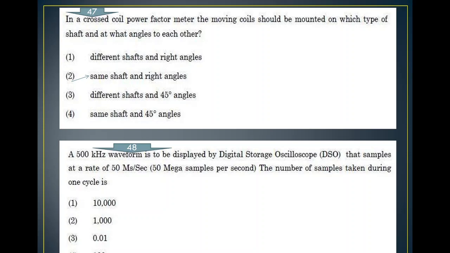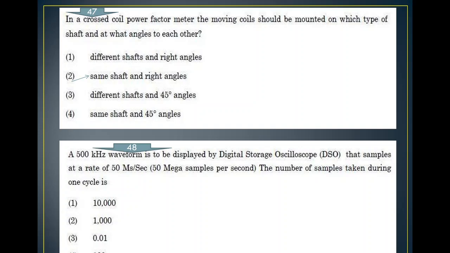Next question, question number 47. In a crossed coil power factor meter, the moving coils should be mounted on which type of shaft and at what angle to each other? Option first, different shafts and right angle. Option second, same shaft and right angle. Option third, different shafts and 45-degree angle. And option fourth, same shaft and 45-degree angle. Correct option, option second, that is same shaft and right angle.